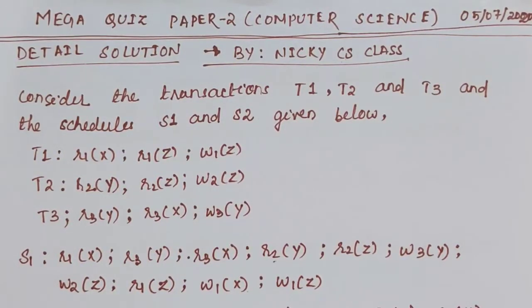In this video, we are going to discuss the detailed solution of Mega Quiz Paper 2 Computer Science, which was held on 5th July 2020.